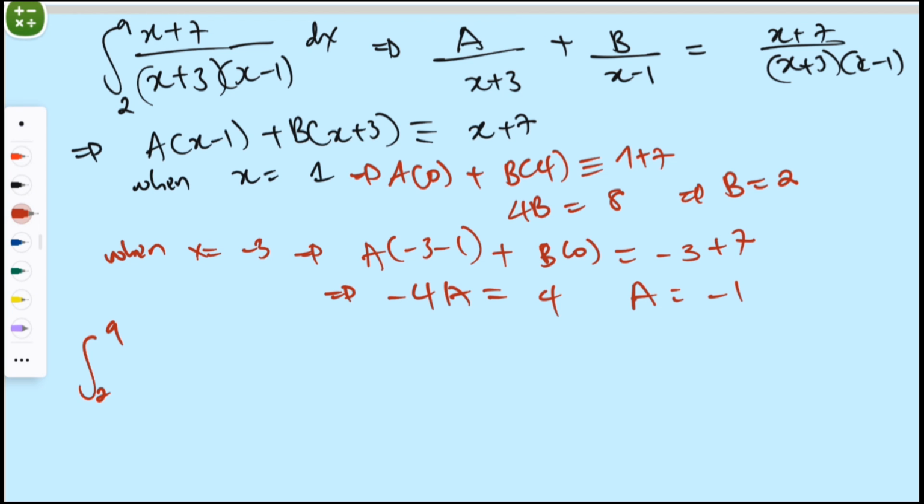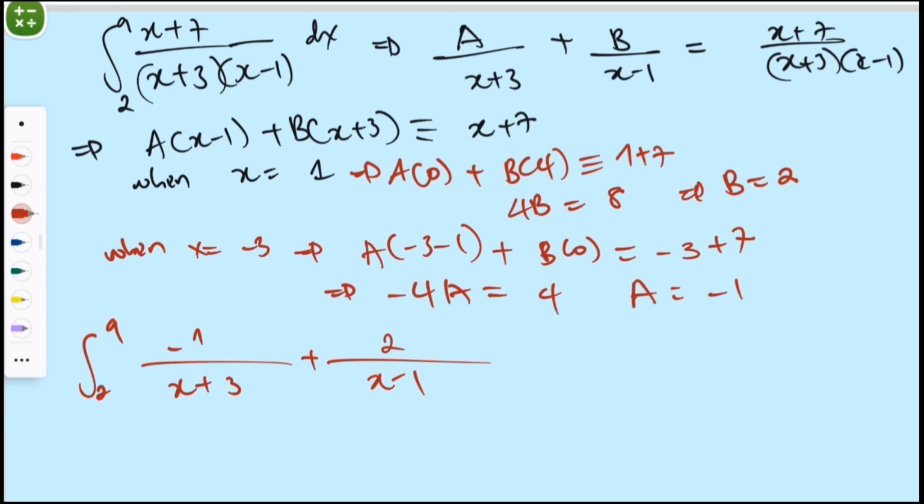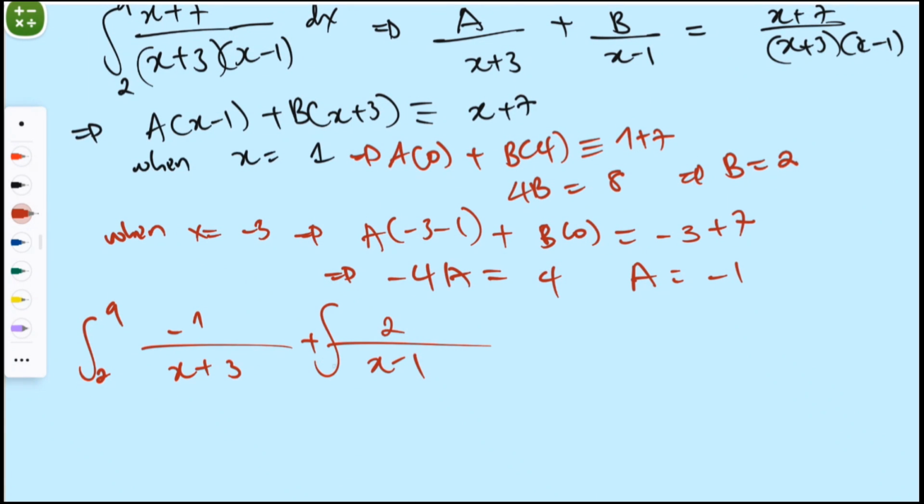We want to integrate a, which is negative 1 over x plus 3, and we also want to integrate b, which was 2 over x minus 1. Okay, so we can have separate integrals. That works fine with respect to x.